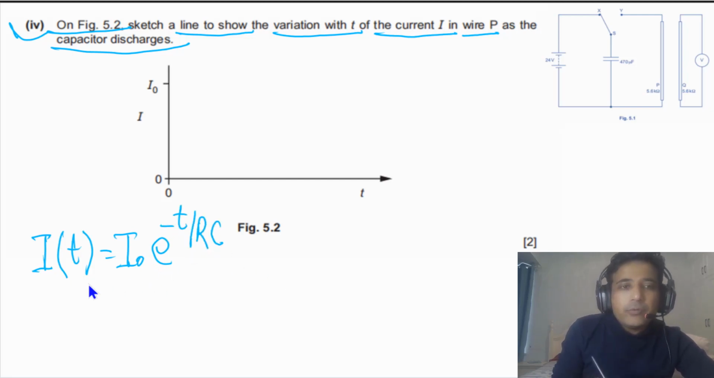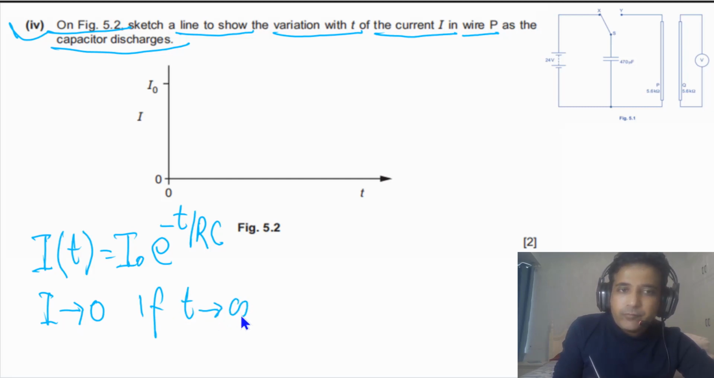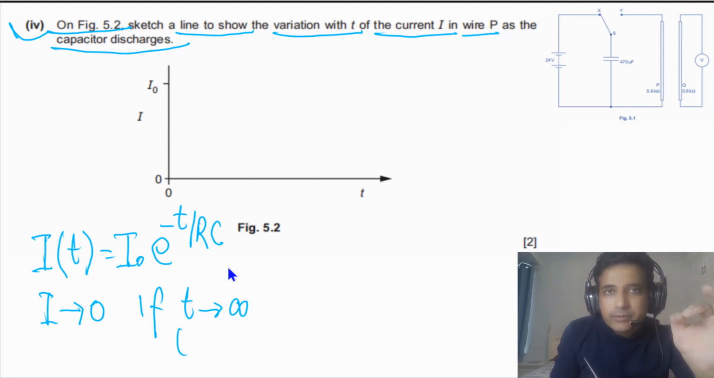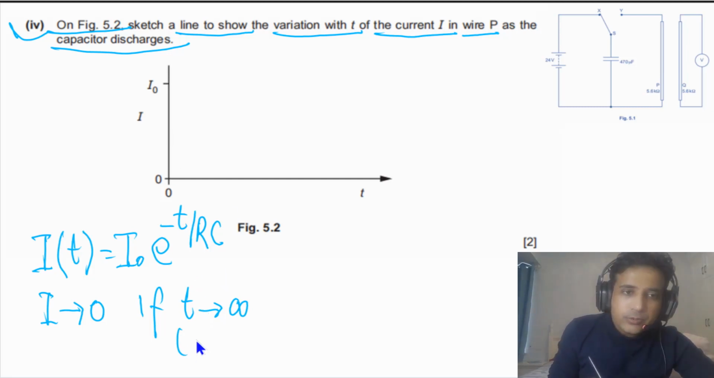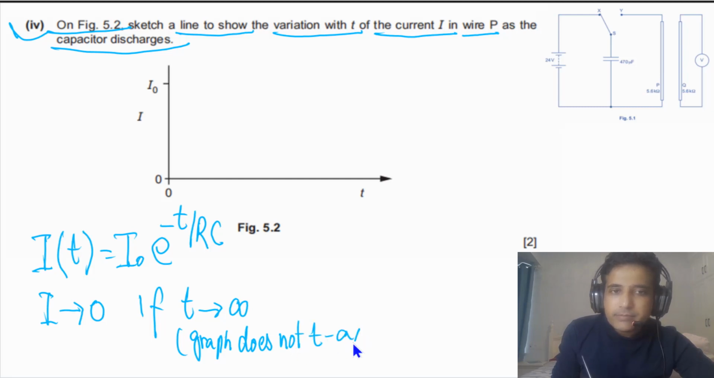Now we also need to understand when I will approach 0. I will approach 0 if t approaches infinity. It simply means that our graph will not touch the t-axis. So we will say the graph does not touch the t-axis, or simply we can say there is an asymptote. So in this case, this is how you can sketch the graph. This has to be an exponential decay, but it should not touch the t-axis. So this is how you can sketch.